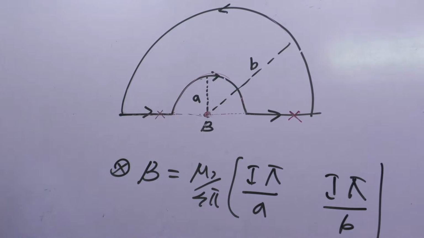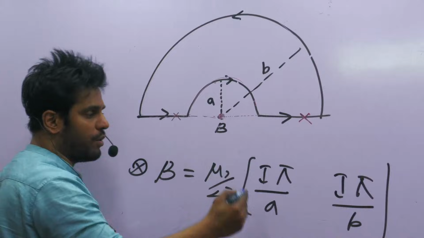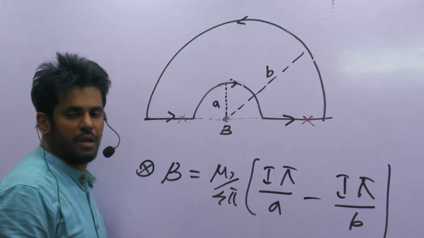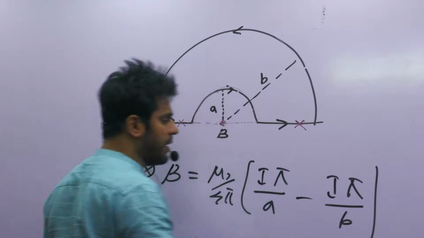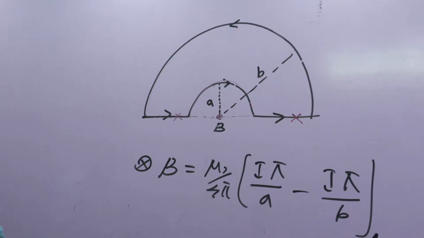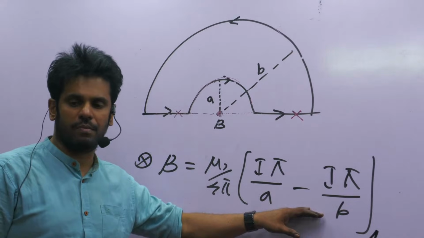But here they make magnetic fields in opposite directions, so we have to take the subtraction. You can simplify it after this one, but anyway, I want to write this one.